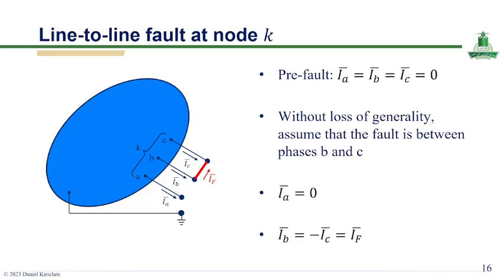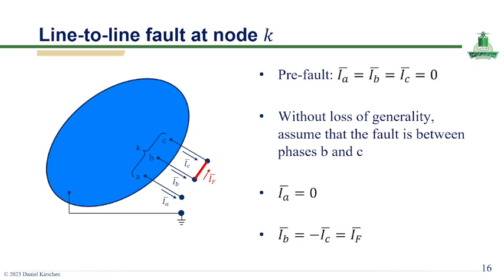Okay, this slide introduces the analysis of a line-to-line fault at node K, focusing on the electrical behavior during a fault between two phases, here assumed to be phases B and C. Under pre-fault conditions, all phase currents are zero, indicating a balanced system at the fault location.